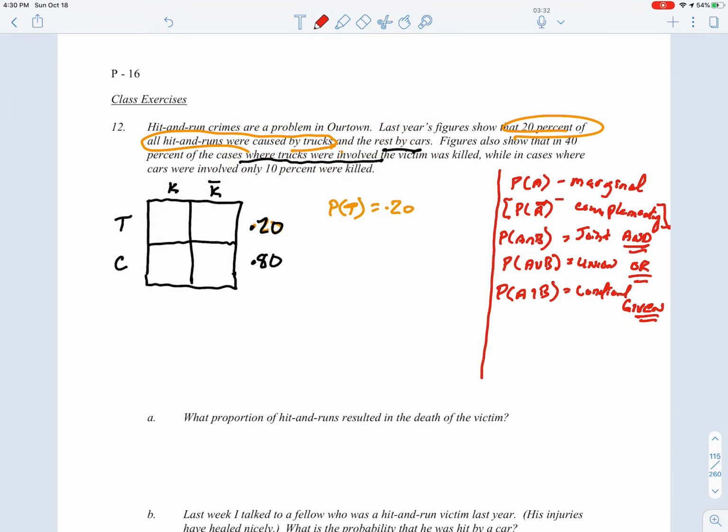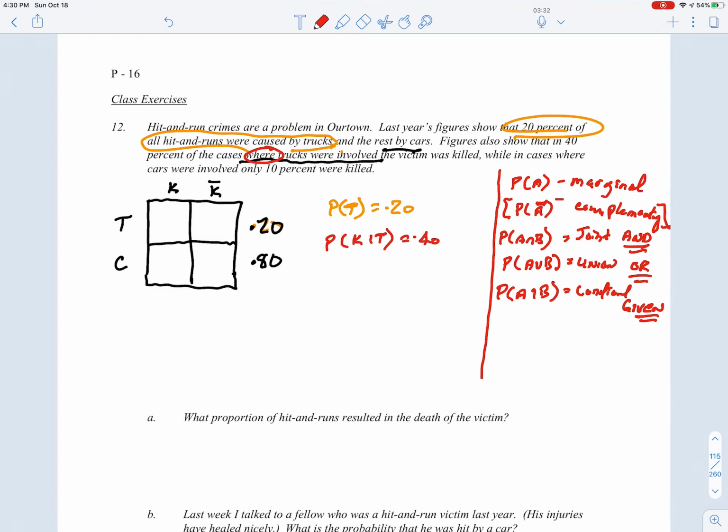This is a given. The given part is where trucks were involved. So this is what we've got. It's like this. Here's the trick. What you want to look for is prepositional phrases and subjective clauses. Ooh, you didn't think that you needed English in this particular course, did you?